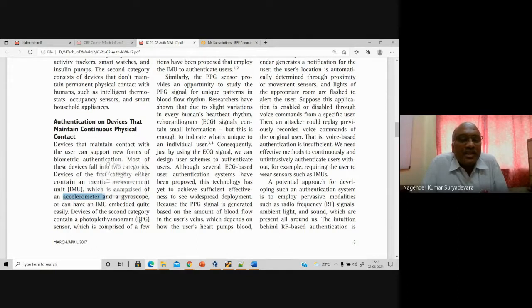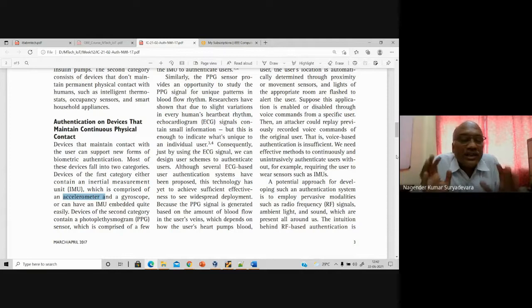photoplethysmogram, which we call PPG. A photoplethysmogram sensor consists of LEDs and a light sensor. From the light sensor, you try to recognize some phenomenon and understand the reflections of the light. That is basically your PPG.